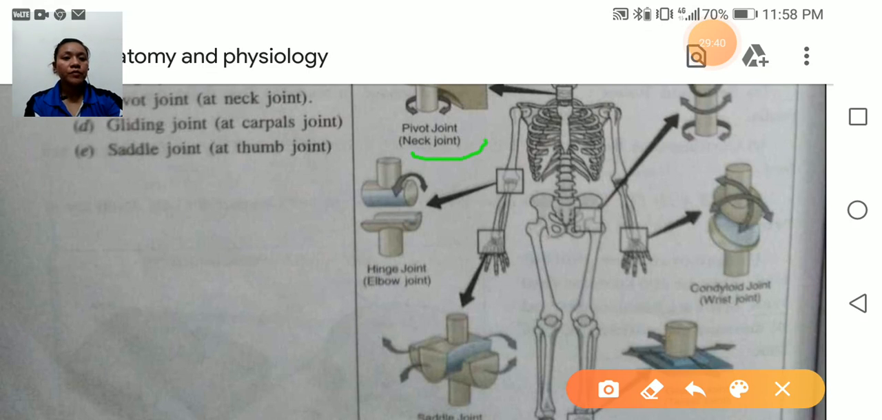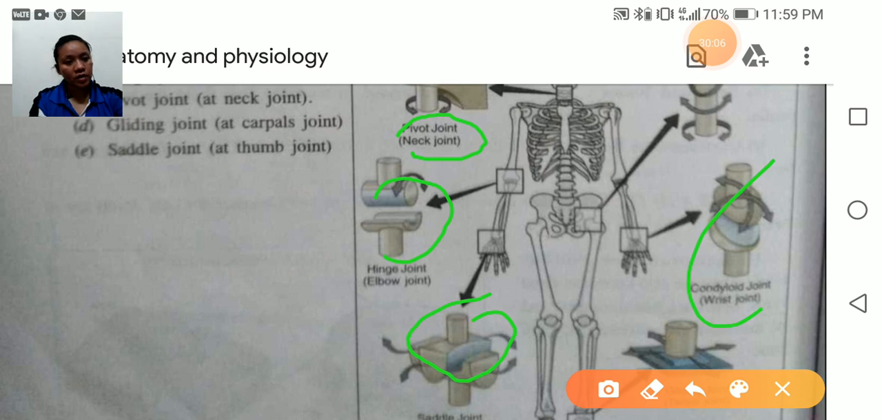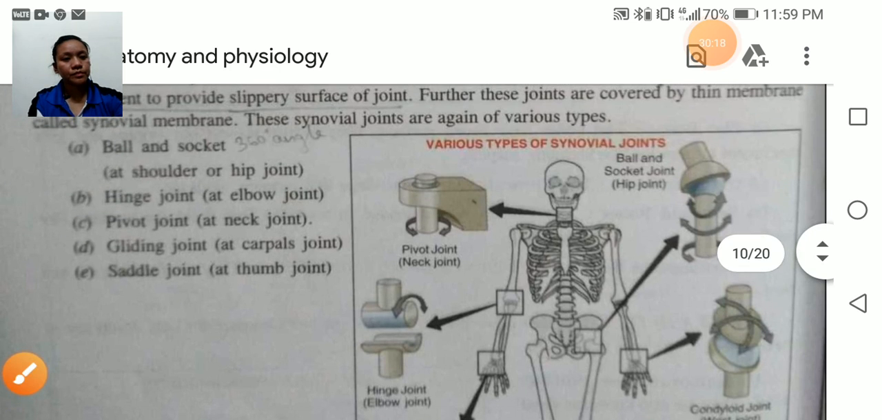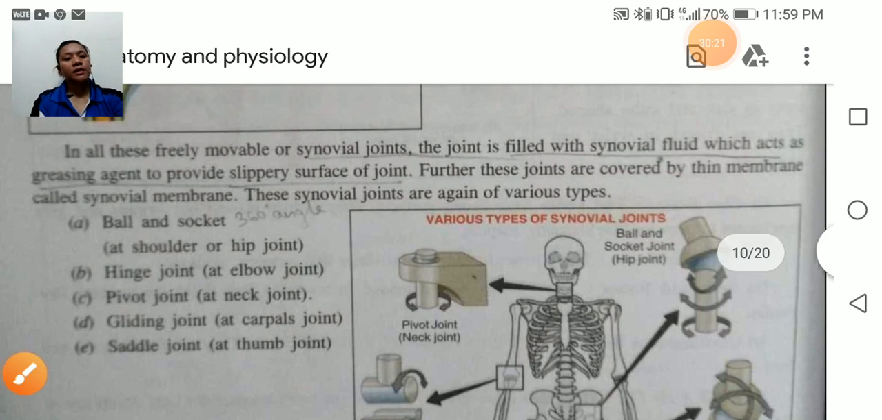This is your pivot joint. Pivot joint provides rotation movement and is present in the neck. This is your hinge joint. Hinge joint provides movement in one direction, 180 degree movement up and down. And this is your saddle joint. This is your condyloid joint. And this is your ball and socket joint. These are the types of joint.